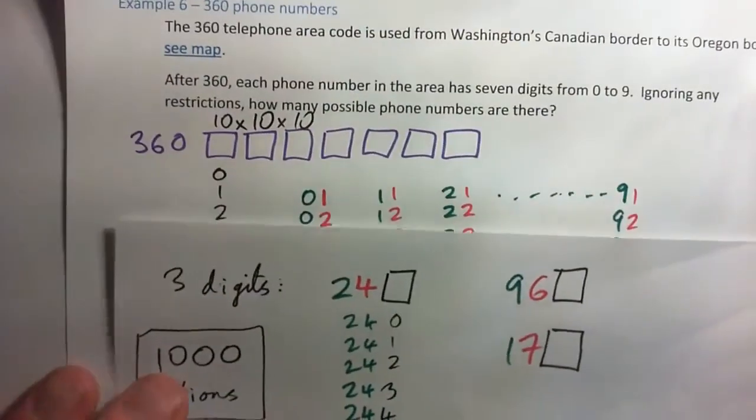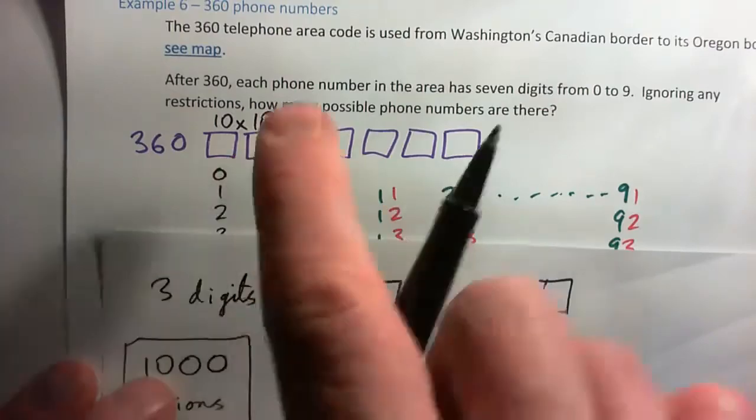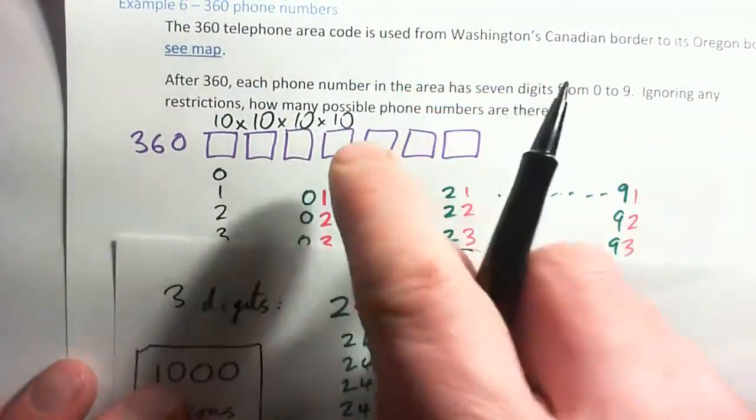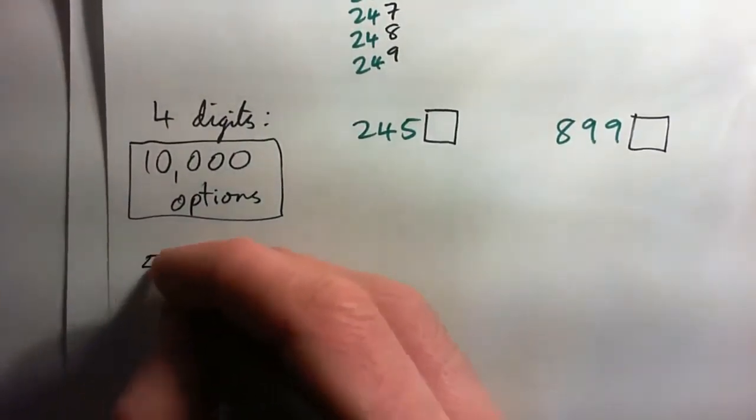And so here's our phone number, 360. For the first digit, 10 options, 10 options, 10 options, 10 options. Now we're up to 10,000. And it just keeps going. And of course you can multiply that, but just to understand it, 5 digits.